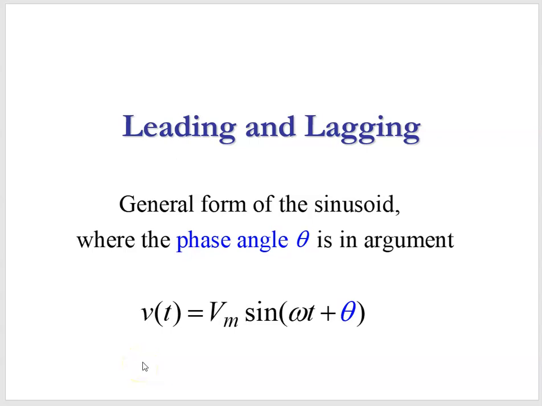Two sine waves can have the same frequency, but they can be out of phase. The other portion of the argument to the sine function is this phase angle theta. They have the same frequency omega, but they're out of phase by this phase angle theta. We want to use the terms leading and lagging to represent the general phase relationship between two sine waves. That angle theta can be in radians or in degrees.